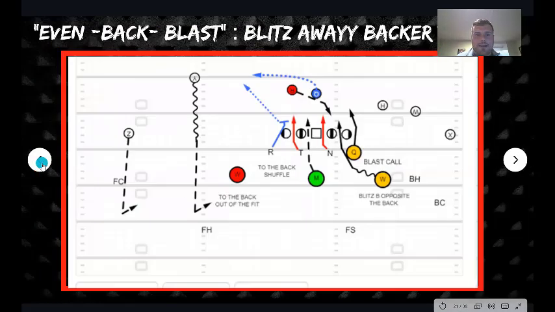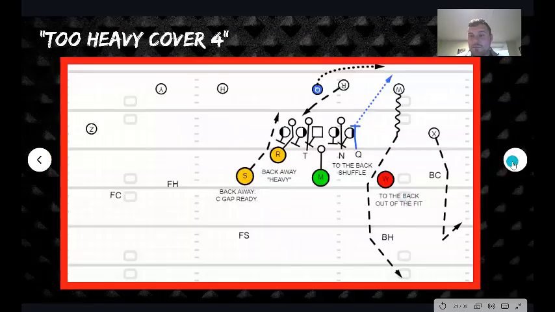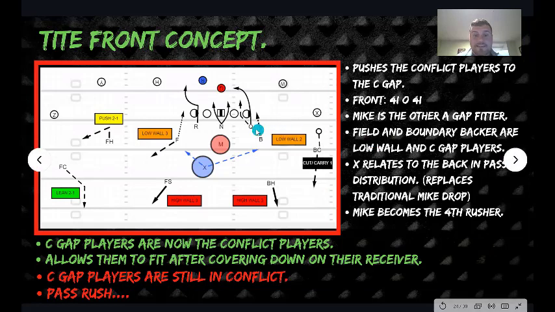So when I go back here, okay, our Sam linebacker here is playing the C gap and the end is heavy. That's the exact same when we get to our tight front here. This end is heavy, is going to play inside against the run when they're away from the back. When they're to the back, we're going to leave him in a 4-eye.